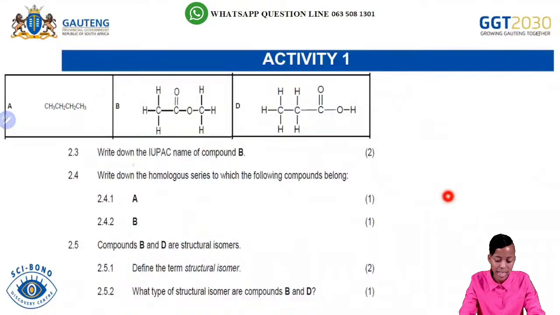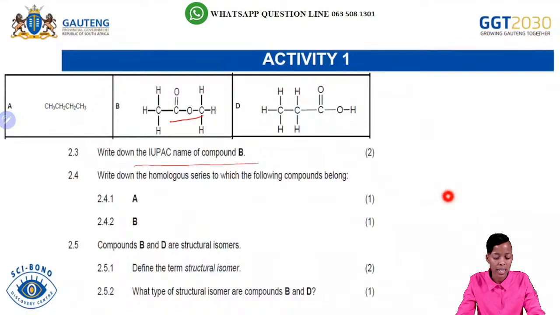Okay, so let us continue. 2.3 says you must write down the IUPAC name of compound B. So remember, before you write down the name, you need to identify the homologous series. So let us have a look. We can see that we have a C double bond O and the O. So that means that we have what?